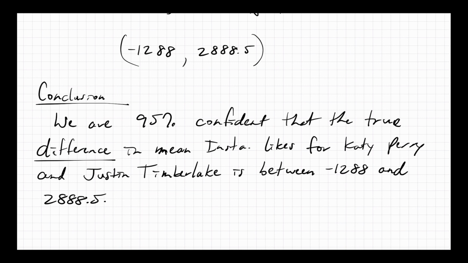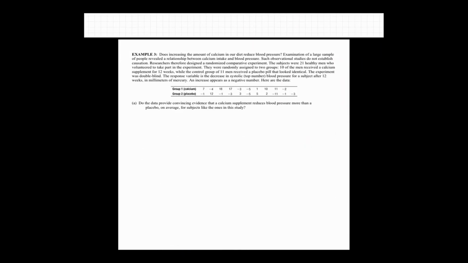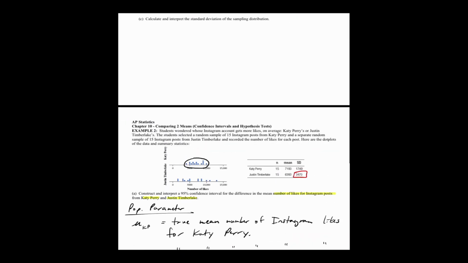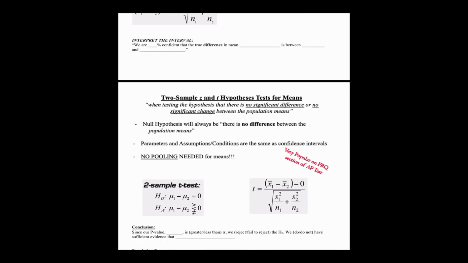So could Katy Perry have more likes on average than Justin Timberlake? Yeah. Could Justin Timberlake have more likes on average than Katy Perry? Yeah. How do I know that? Because zero's inside the interval. Zero is inside the interval. Okay. Let's see. Is there another question that goes with it? Or is that it? Nope, that was it. Okay, so that's confidence intervals.